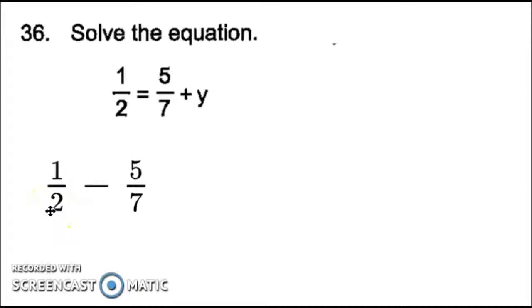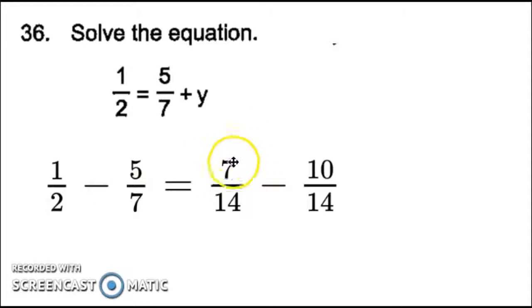To make this 2 over 14, we multiply by 7. So multiplying top and bottom by 7, we get 7 over 14. To make this 7 over 14, multiply this by 2. Multiply top and bottom by 2, you'll get 10 over 14. So this will become 7 over 14 minus 10 over 14. When we subtract fractions, we simply subtract the numerators and just the numerators. So 7 minus 10 would be negative 3, so negative 3 over 14. Keep the denominators the same, so your answer is going to be negative 3 over 14 for number 36.